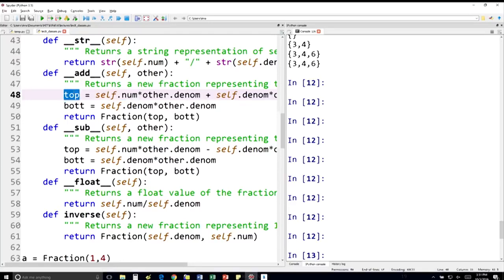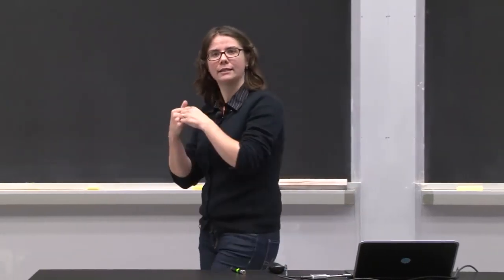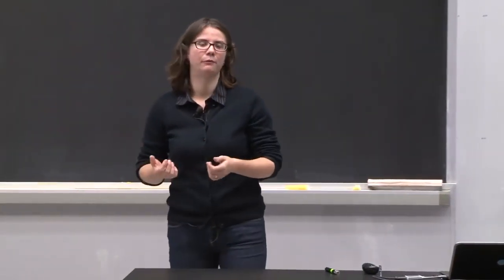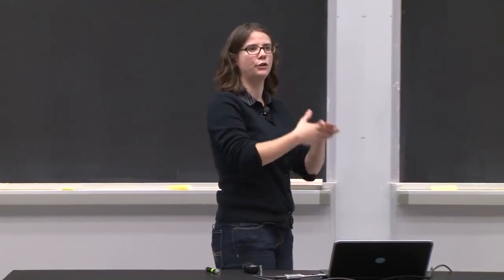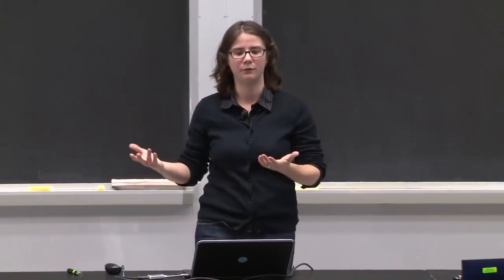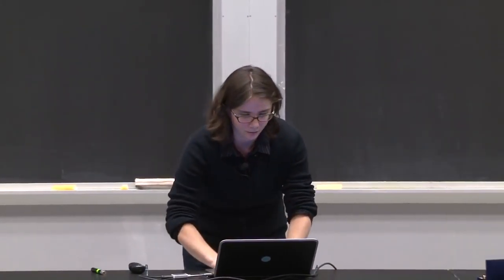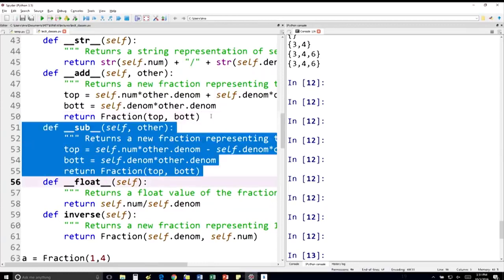Once I figure out the top and the bottom of the addition, I'm going to return. And here, notice I'm returning a fraction object. Okay? It's not a number, it's not a float, it's not an integer. It's a new object that is of the exact same type as the class that I'm implementing. Okay? So as it's the same type of object, then on the return value, I can do all of the exact same operations that I can do on a regular fraction object. Okay? Sub is going to be the same.